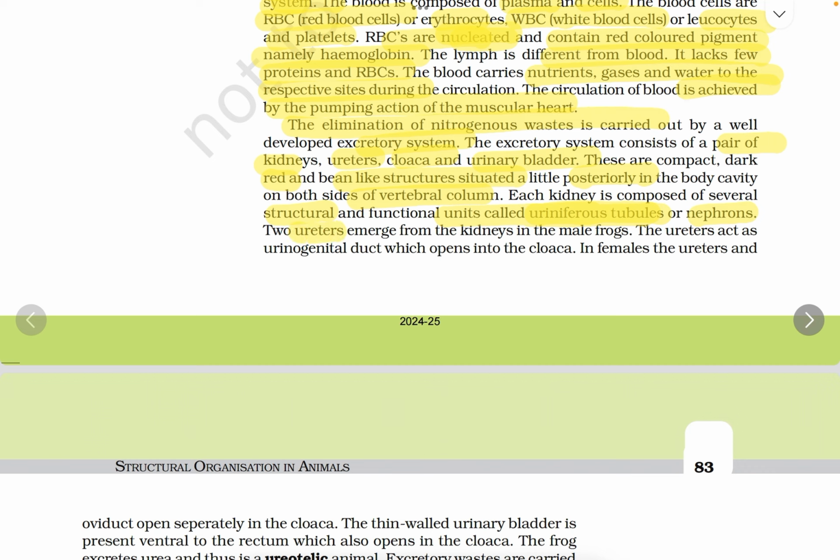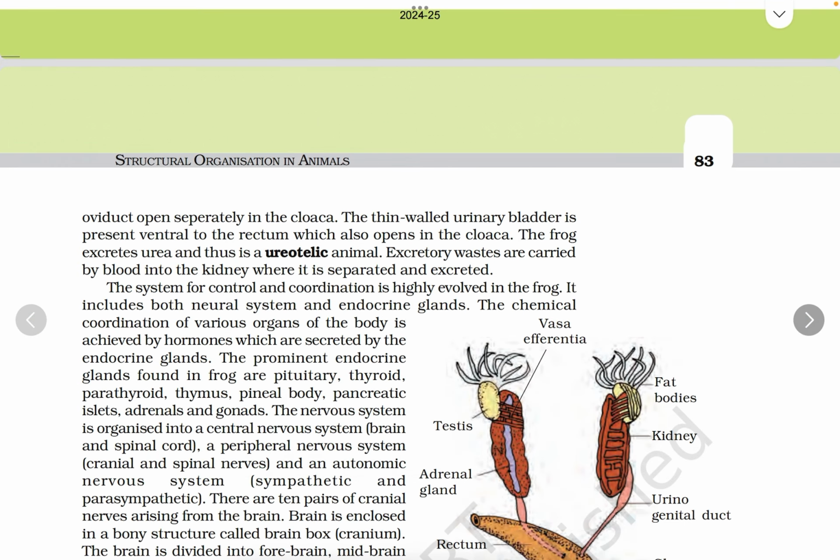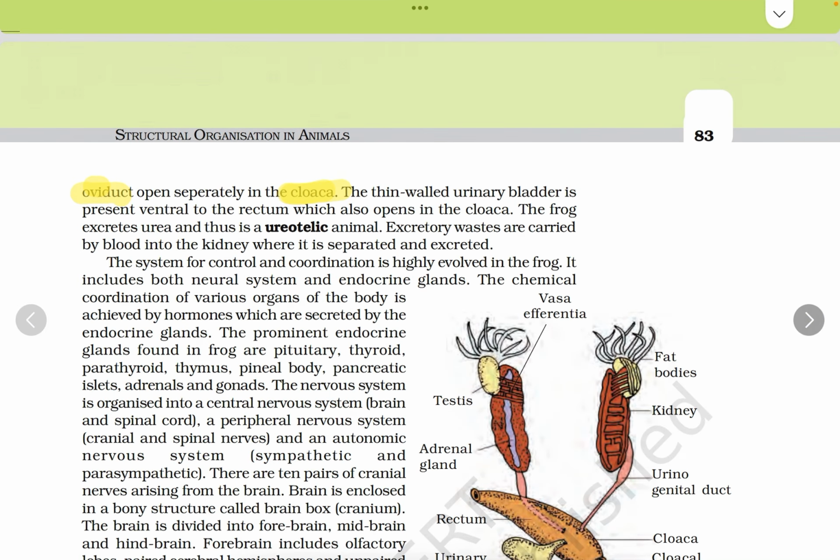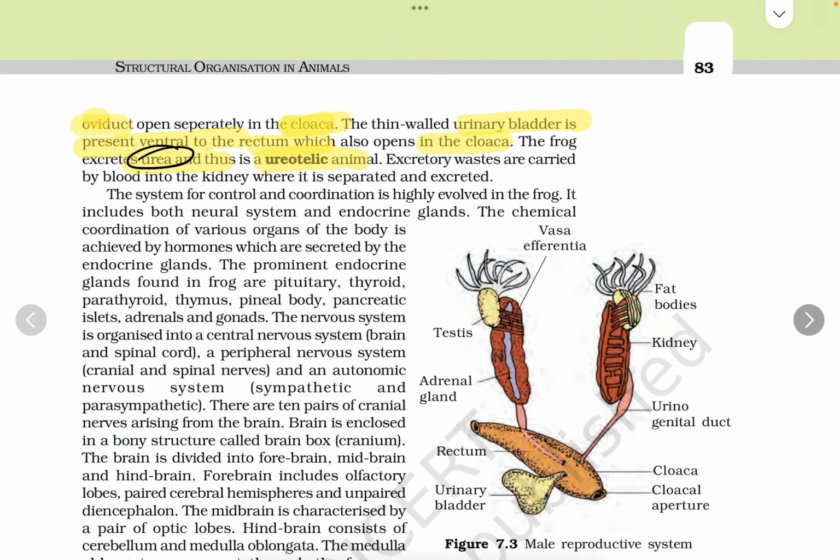Two ureters emerge from the kidneys in male frogs. The ureters act as urinogenital ducts which open in the cloaca. In females, the ureters and oviduct open separately in the cloaca. The thin-walled urinary bladder is present ventral to the rectum, which also opens in the cloaca. The frog produces urea and thus is called a ureotelic animal. So the animals which produce urea are called ureotelic animals. The excretory wastes are carried by blood into the kidney where they are separated and excreted.